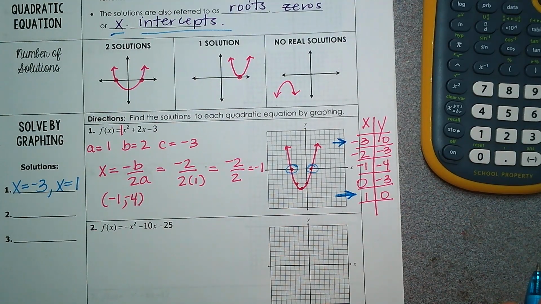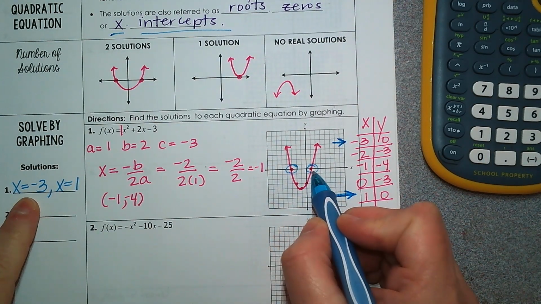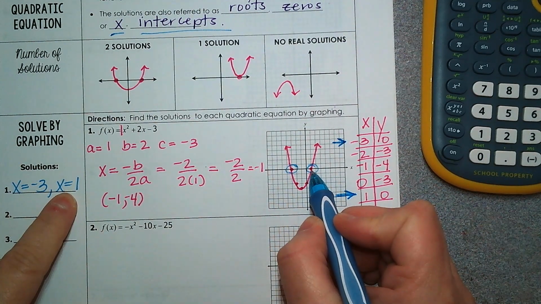An ordered pair has what? X and y. These are all x values. The solutions to a quadratic are all x values. So please do not write it like an ordered pair. You can look at the graph to tell where it is also. Negative 3, 0, so x equals negative 3, and then 1, 0, so x equals 1.